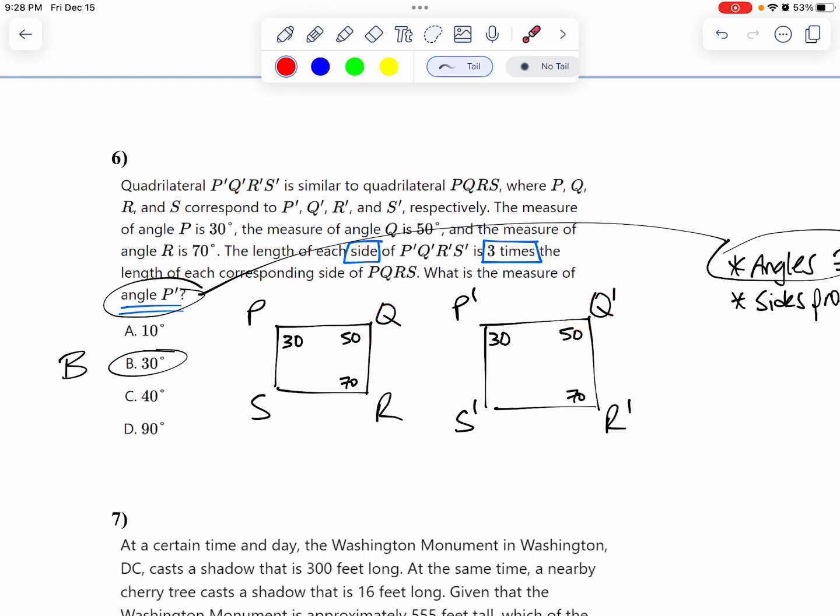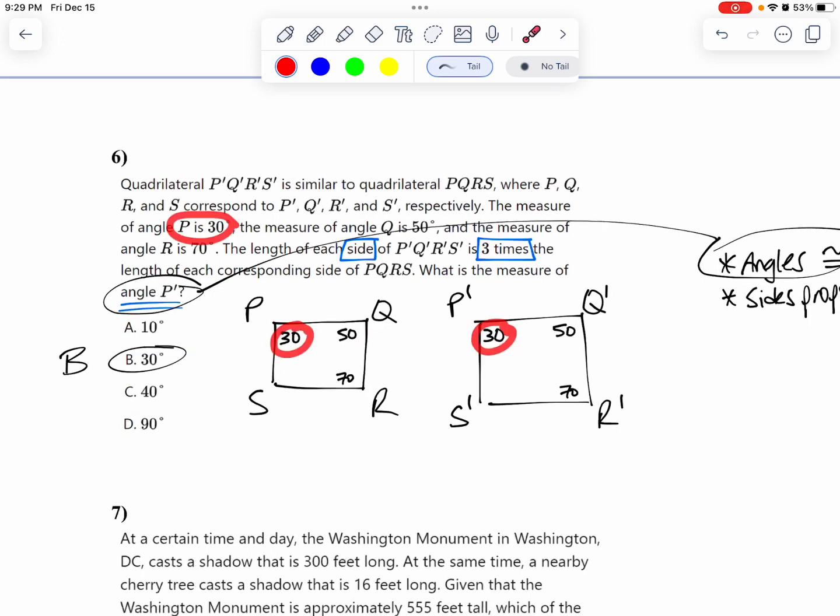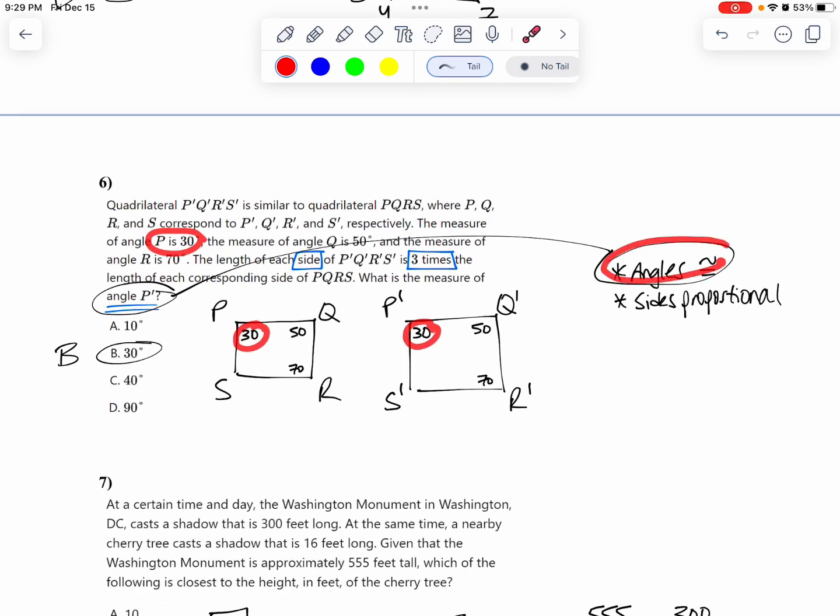They also gave me a bunch of angles to fill in. So I went P, Q, R, S, P1, Q1, R1, S1. And I put them all in the same spot. The P's got to match up with the P, remember, otherwise you get confused. The measure of angle P is 30. I put 30 here. I'm also putting it here. Remember on the very front page, angles are congruent. It's the sides that are proportional, like double or triple or whatever.